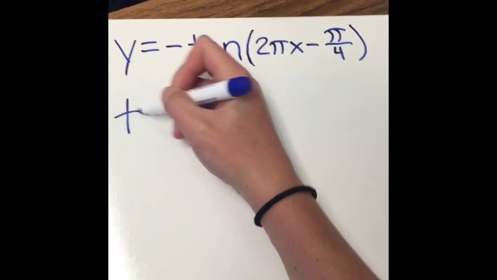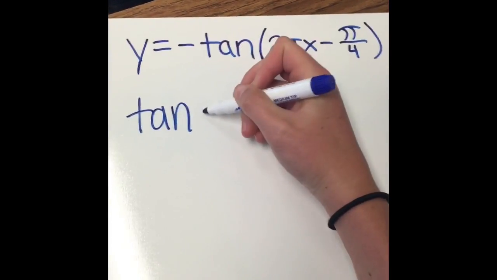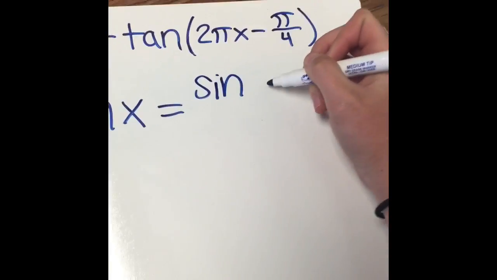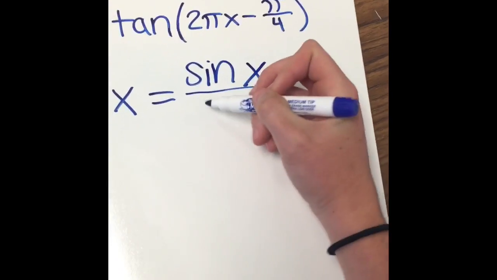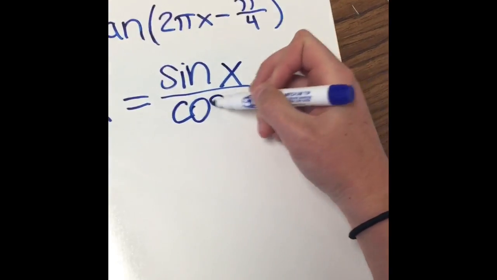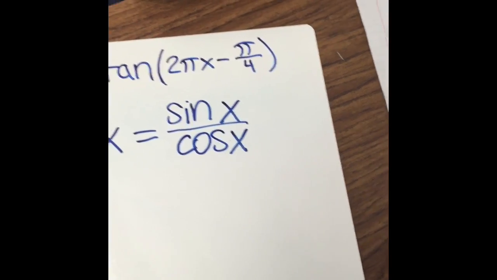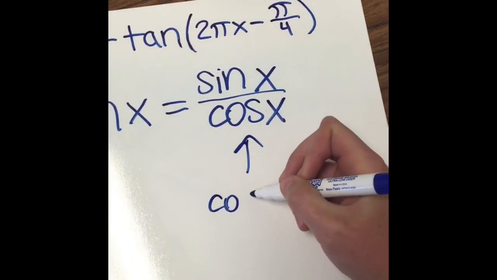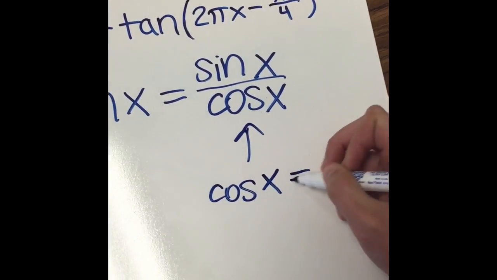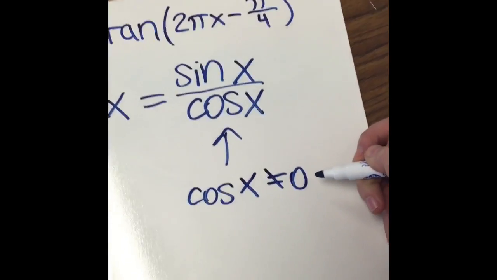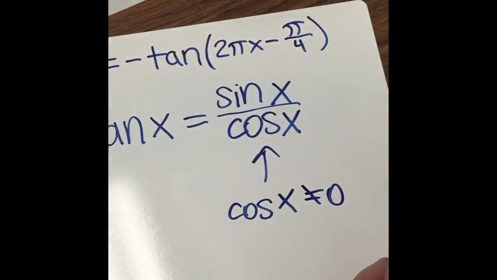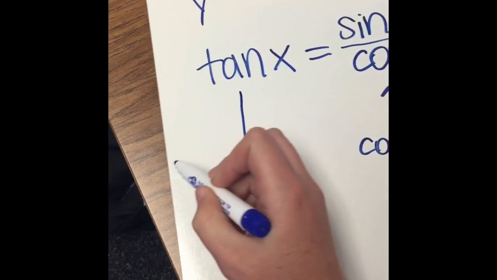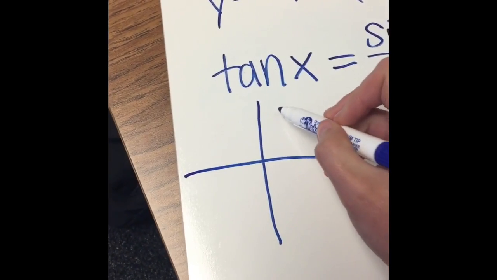Today we're going to be solving the graph of y equals negative tangent of 2 pi x minus pi over 4. First thing you need to know is that tangent x is equal to sine x over cosine x. Since cosine x is in the denominator, it cannot equal 0, because if it does, then the solution would be undefined. And you cannot have an undefined solution on your graph.